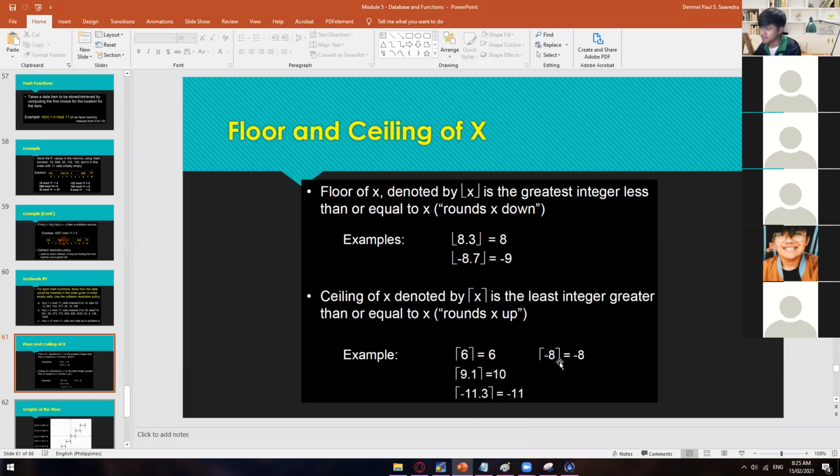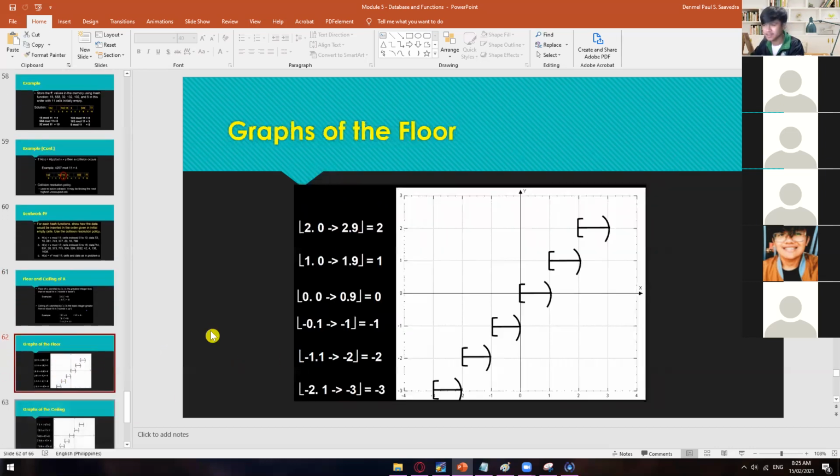All right, so did you guys get the idea of floor and ceiling? Yes, sir. All right, so let's have a graph representation here for the floor. If it's ranging from 2.0 to 2.9, then it will be rounded down to 2. If we have 1.0 to 1.9, it will become 1. If it's 0 to 0.9, then it will become 0.